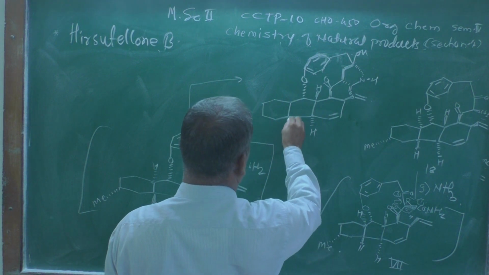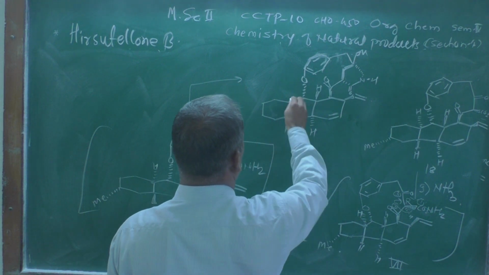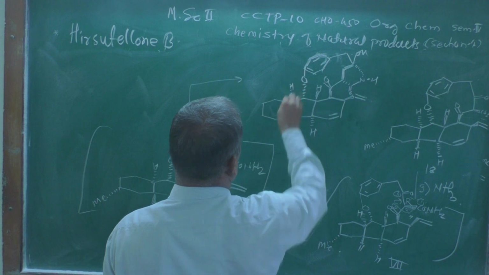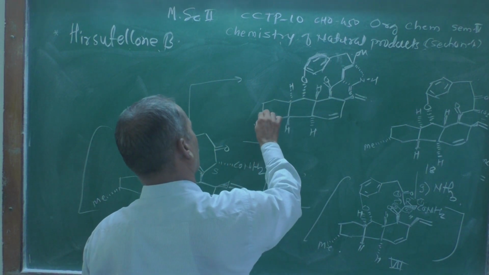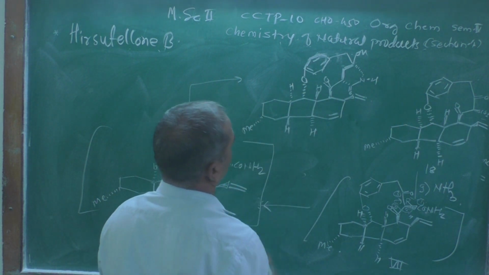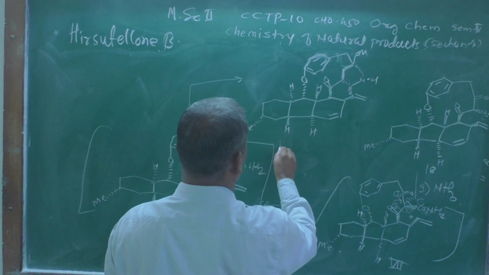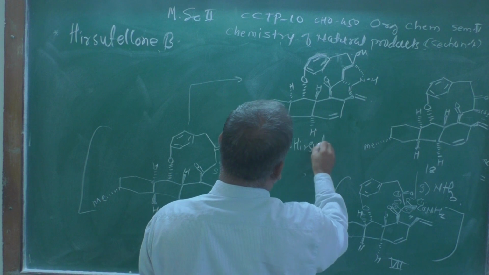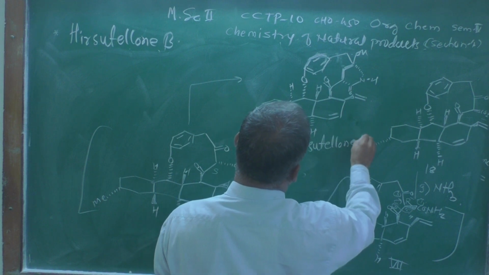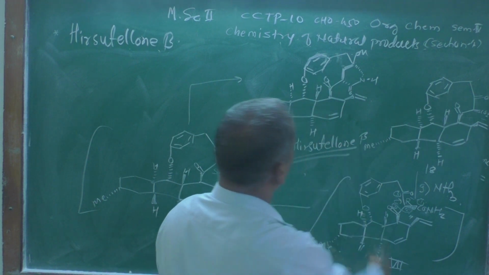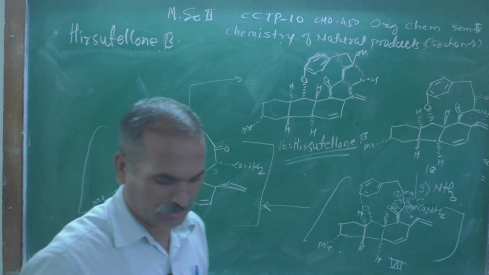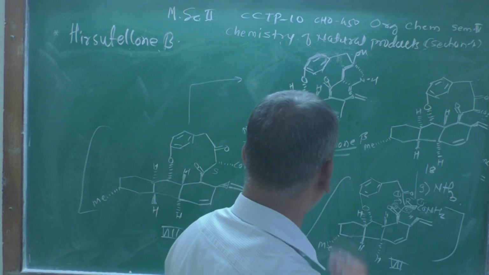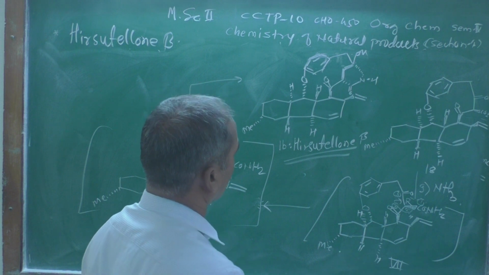Here the hydrogen atom comes above the plane, and this hydrogen atom is below the plane, and here, as we know, the methyl group is below the plane. This is the structure of 1B, or we can call it hirsutolone B. This is the structure which we were trying to synthesize, and that we have synthesized here.